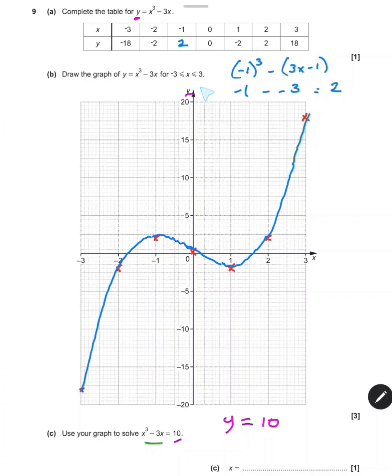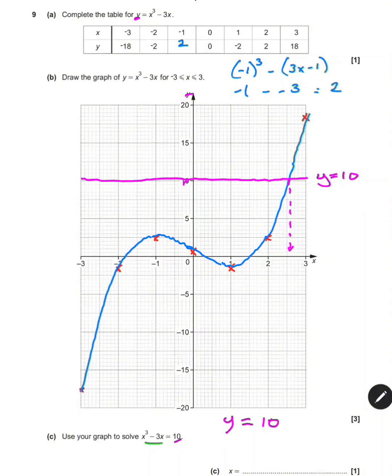Well, here's y. Here's 10. This line here is y equals 10. And all we're looking for is the x value of that where we cross this graph. So I'm going to literally look where they cross, read down, and that's 2.5, 2.6, something close to that would be full marks.